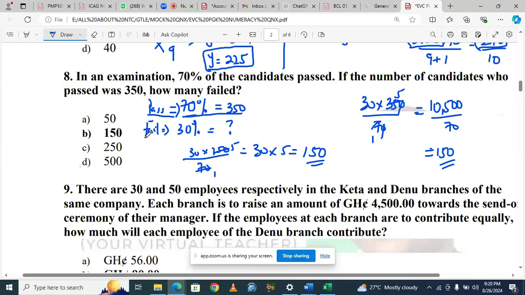So then those who fail would be what? 30%. It's 70 and 350 there. Then 30 will give us what? More or less? Less. So if less, then divide. Then it becomes 30 times 350 over 70, which will give us 150. Okay. Thank you.